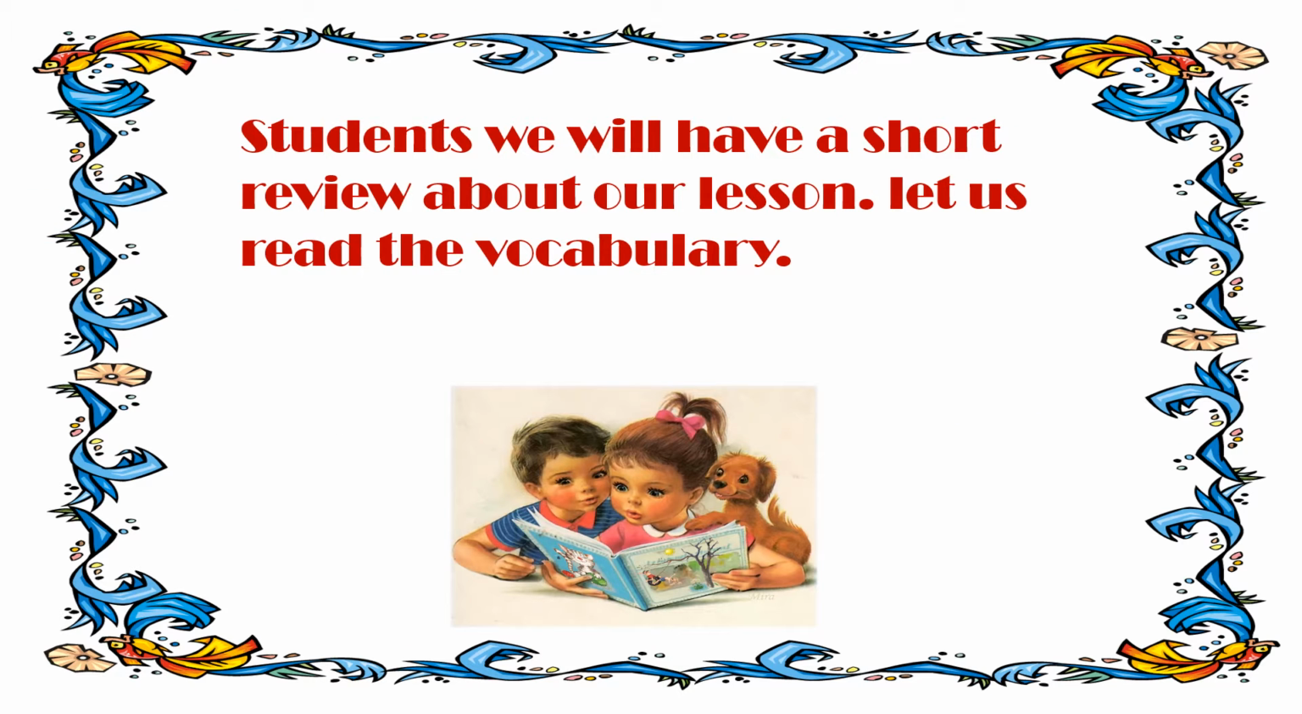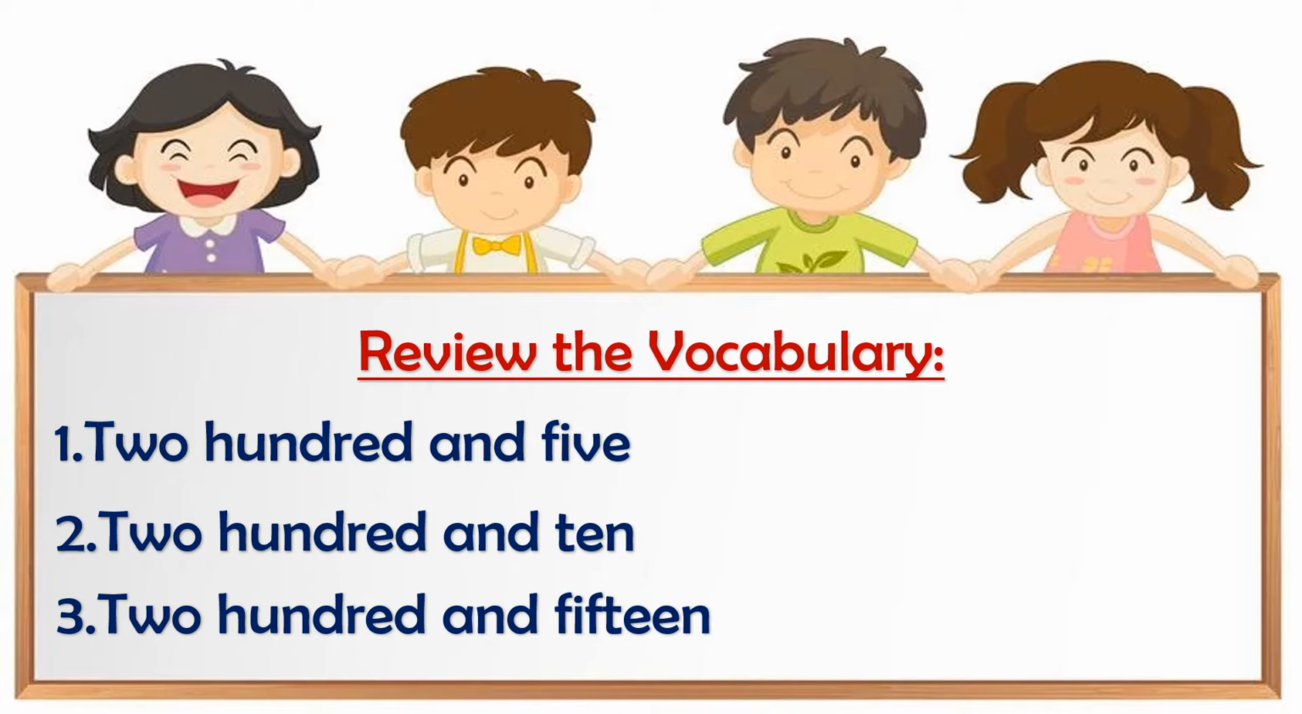Students, before we proceed to our new lessons, we will have a short review about our lessons last time. Let us read the vocabulary. Now, let's review the vocabulary that we tackled last time. Vocabulary number 1 is 205. When you write 205 in number symbols, you can write like this: 2, 0, and 5.